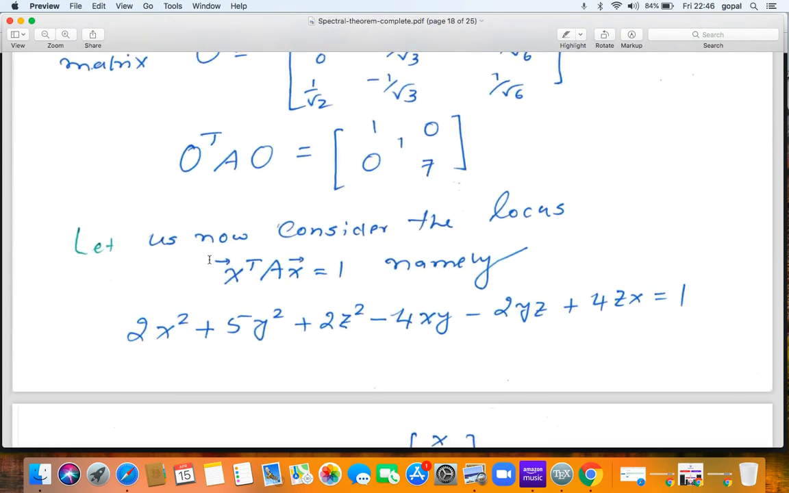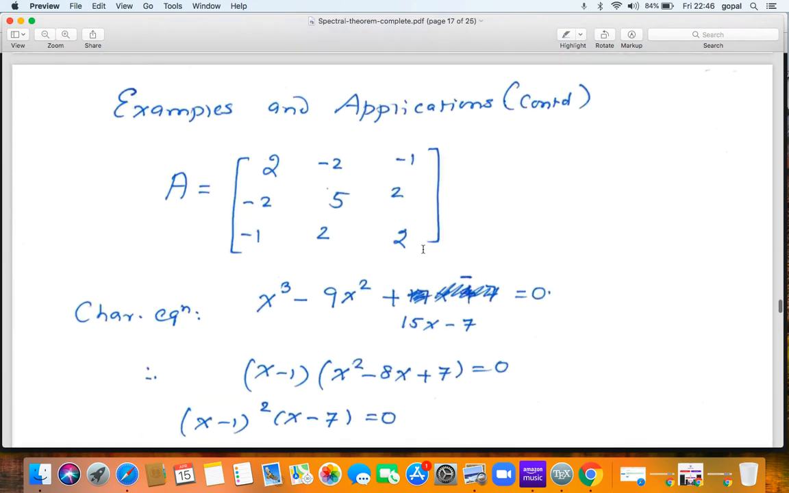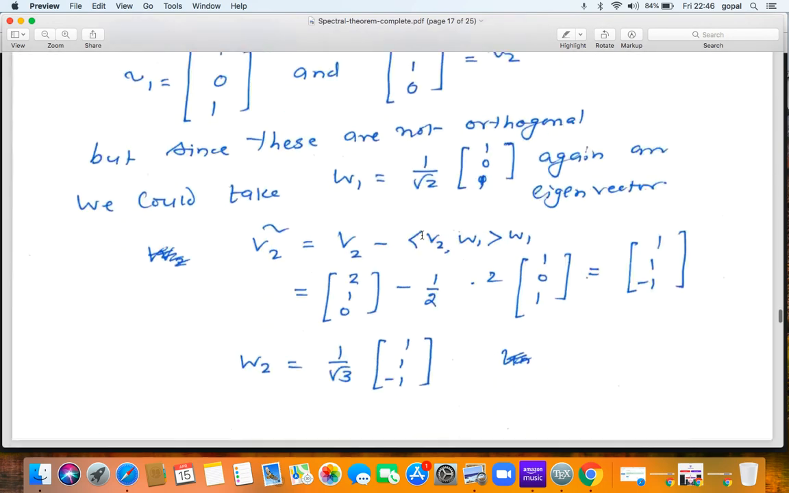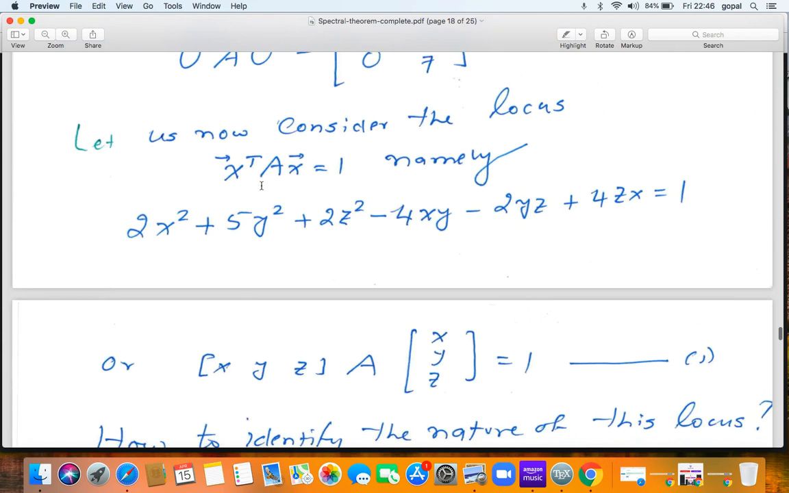This time I'm going to take this matrix. What is the matrix again? The matrix is this matrix. I'm going to take the xyz column and xyz row, and multiply them out. I'm going to get a quadratic in 3 variables. So this is the equation: 2x squared plus 5y squared plus 2z squared minus 4xy minus 2yz plus 4zx equal to 1. What kind of an object is this?